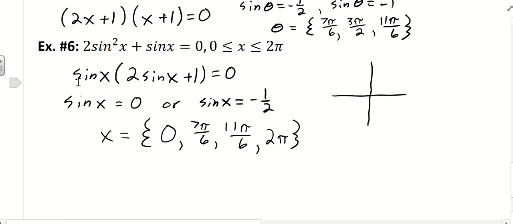Here, I didn't do the substitution because it wasn't too bad just to factor out sine of x, but doing a substitution here could help as well.